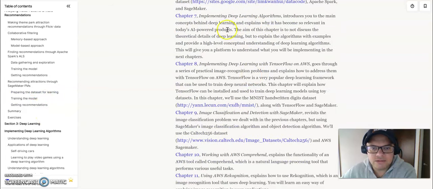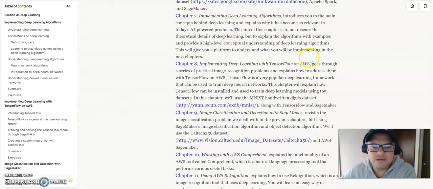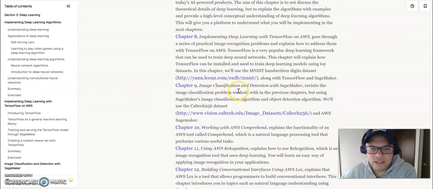The next chapter, the next section, is going to be about deep learning, so the implementing of deep learning algorithms. You are going to understand deep learning algorithms, applications of deep learning, self-driving cars, learning to play video games using deep learning algorithms, neural networks, an introduction to deep learning algorithms, and understanding convolutional neural networks.